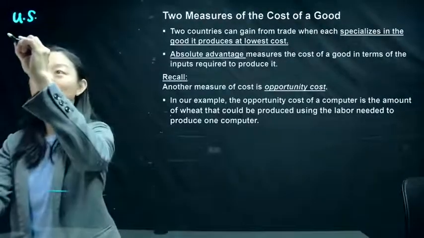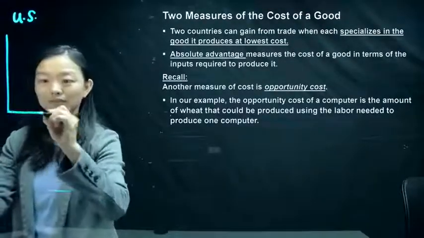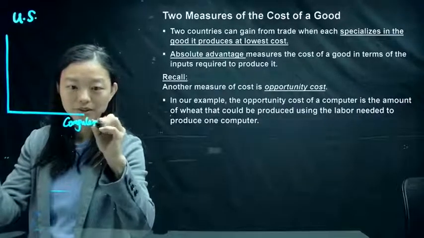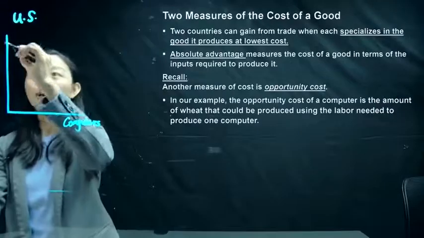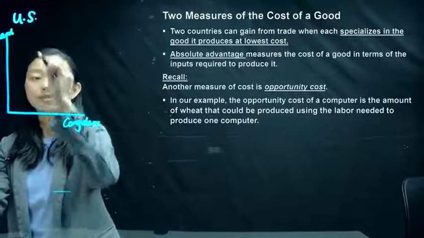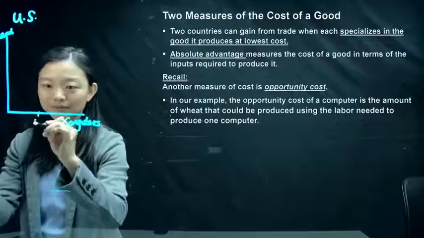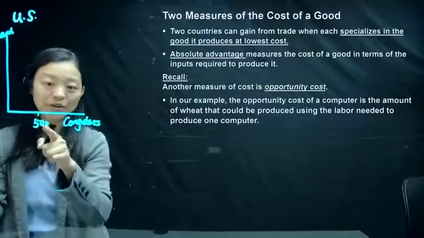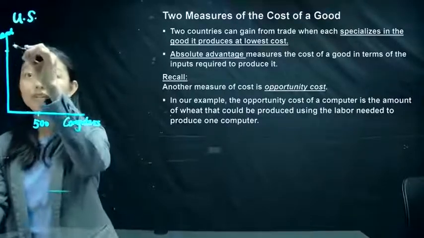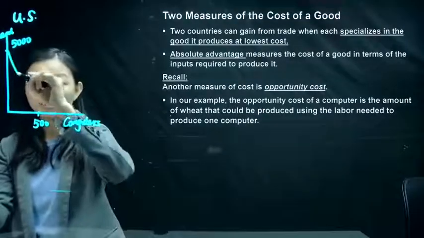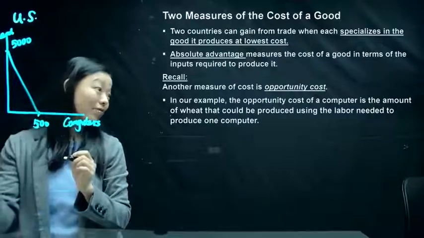For the United States, I put computers on the horizontal axis, and then I will have weight on the vertical axis. Generally, the United States will have 500 computers maximum, and then 5,000 tons of weight. You link these two dots, you can have the US PPF, right?